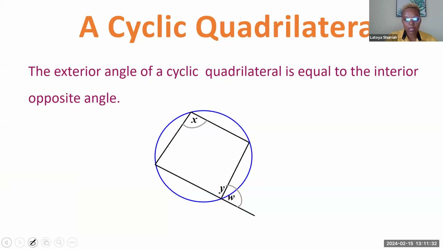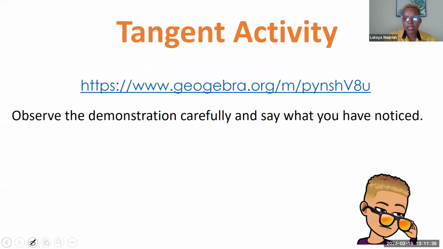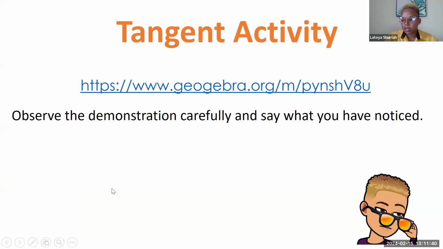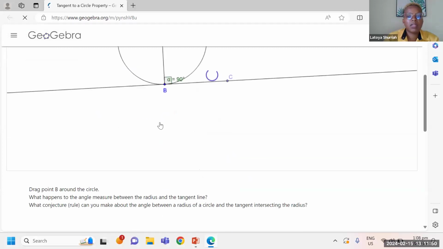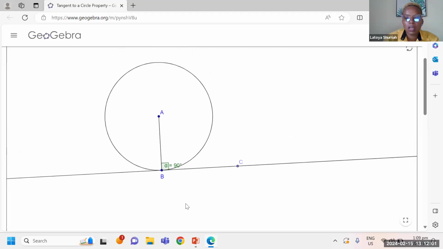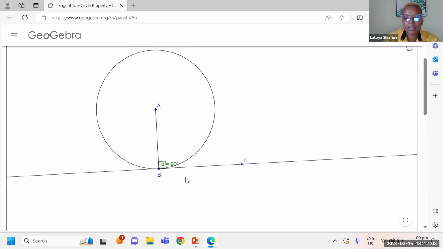Removing all of my ink. All right. Doing another demonstration. I hope you're making a little notes. So just look at your screen and tell me what you notice. Quick question. What do we call the line segment BC, or that entire line going through BC? What do we call that?